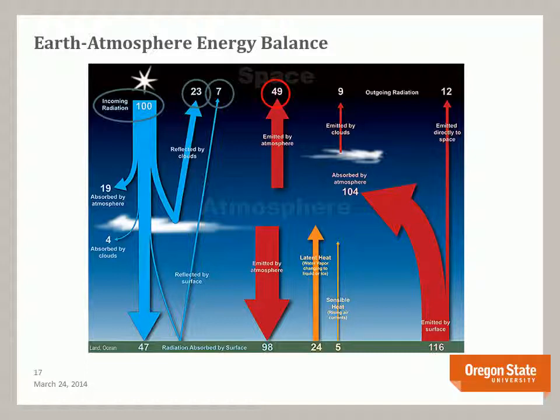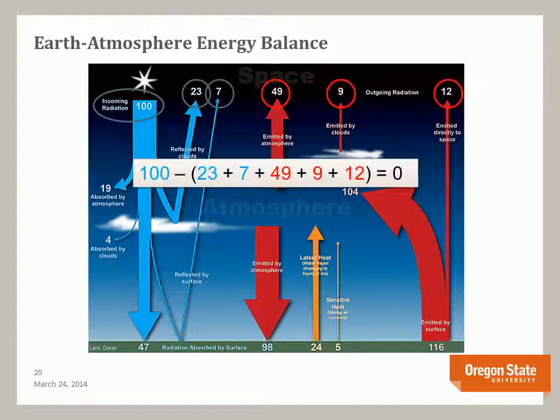49 units of long wavelength energy are emitted from the warming atmosphere. 9 units of long wave energy are emitted by clouds. And 12 units of long wavelength energy are emitted directly from Earth's surface to space. We do the arithmetic. It shows that the combination of short and long wave radiation at the top of the atmosphere are balanced.